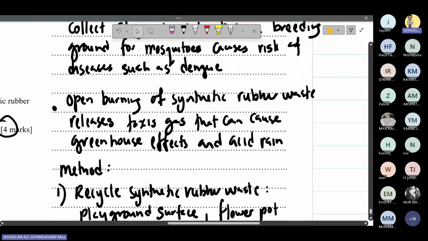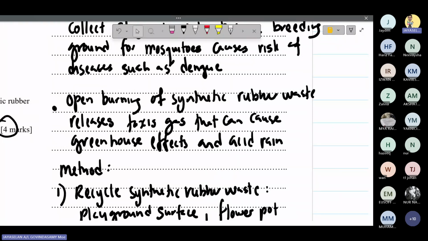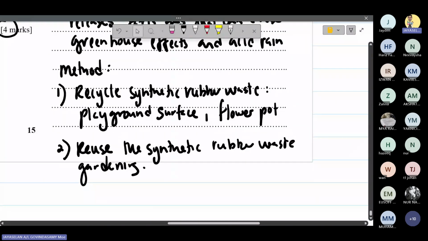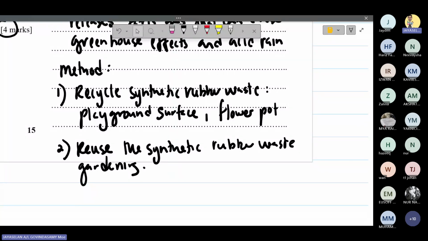Okay, open burning of synthetic rubber waste releases toxic gases that can cause greenhouse effect and acid rain, 1 mark. Okay, recycle the synthetic waste to make a playground surface, flower pot, all that. Reuse the synthetic rubber waste to make gardening items, for the gardening purpose all lah. Okay, any question? Any question?